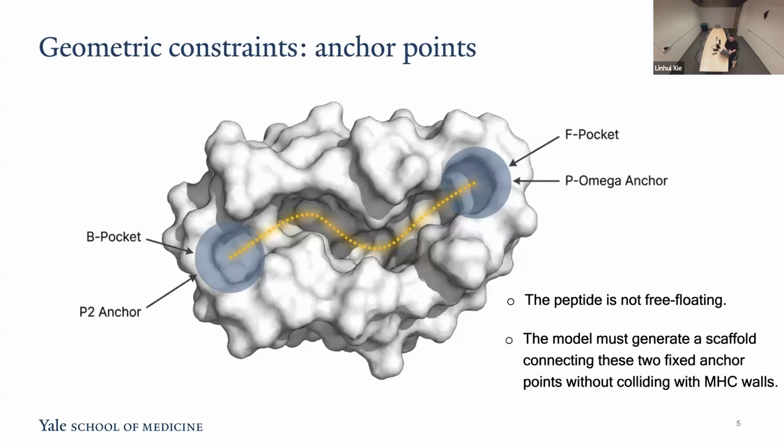For this part, you will see that there is a geometric constraint. The peptide is actually not free floating, it can go to different locations, but this MHC groove constrains the peptide into the B pocket and F pocket. The B pocket is basically a region that anchors the second amino acid of the peptide, and the F pocket constrains the end amino acid of the peptide. If we can define the B pocket and F pocket accurately, then we can constrain the peptide so that it is only generated between these B pocket and F pocket regions.